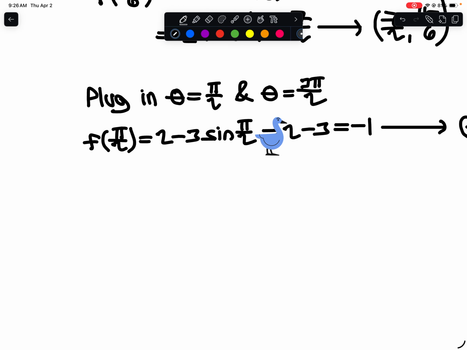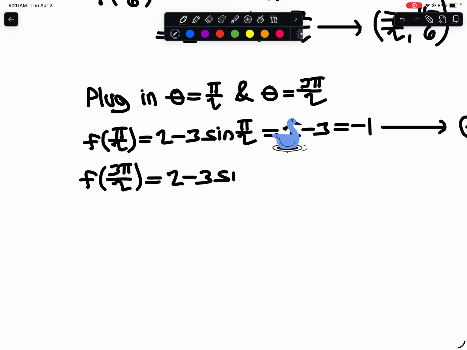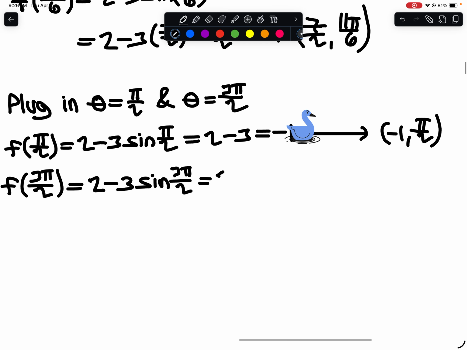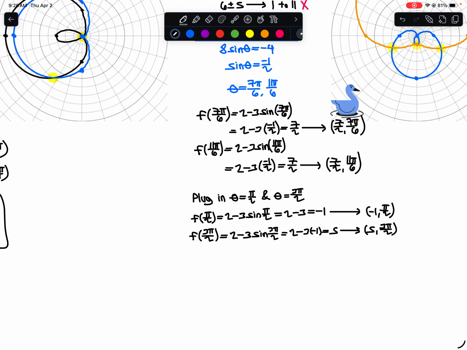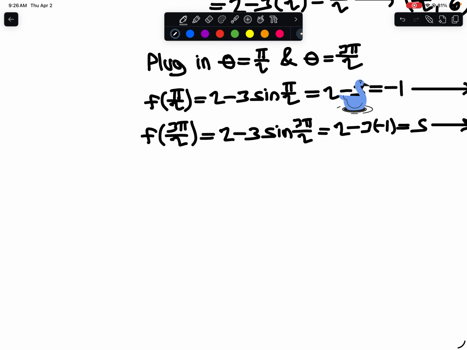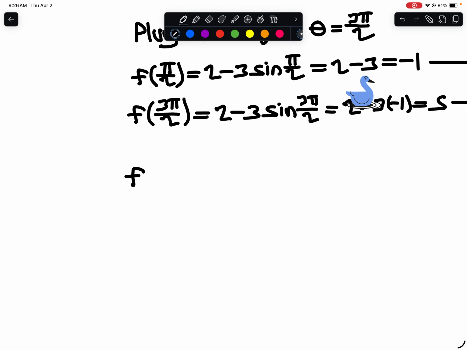Now I'm also going to check 3 pi over 2, even though this already gives me a clue that this is not the point that I'm going to want. So 2 minus 3 sine 3 pi over 2 is 2 minus 3 times negative 1, which is going to be 5. That means we're going to go 5 in the direction of 3 pi over 2. So yeah, that's not the point that we want. Now I'm going to check the dimpled Limaçon. So I'm going to do f of pi over 2.